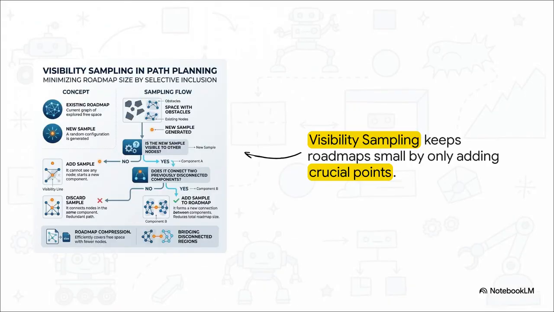And finally, there's visibility sampling. The whole goal here is just efficiency. I mean, why would you add 1,000 redundant points in a big open room? This strategy only adds a new sample if it does one of 2 important things. Either it's in a brand new area that can't see any part of the existing roadmap, or it acts as a crucial link that connects 2 previously separate parts of the map. It keeps the roadmap lean, mean, and fast to search.